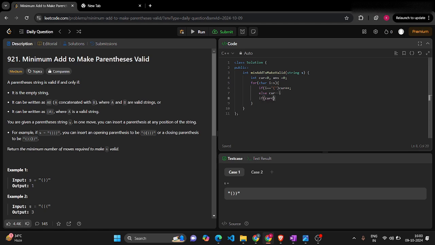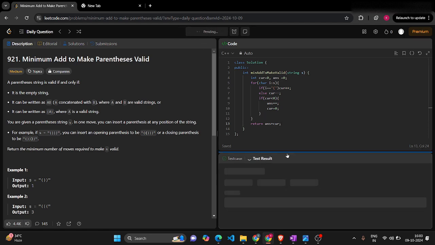And at any stage, if we find that our count is less than 0, we will increase our answer and reset current back to 0, right? And whatever is left in current means they are opening ones, so we need to adjust them with closing ones as well. So we need to add this many parentheses again in the string, increasing the count of the answer. So our final answer will be answer plus current. So let's test it out.